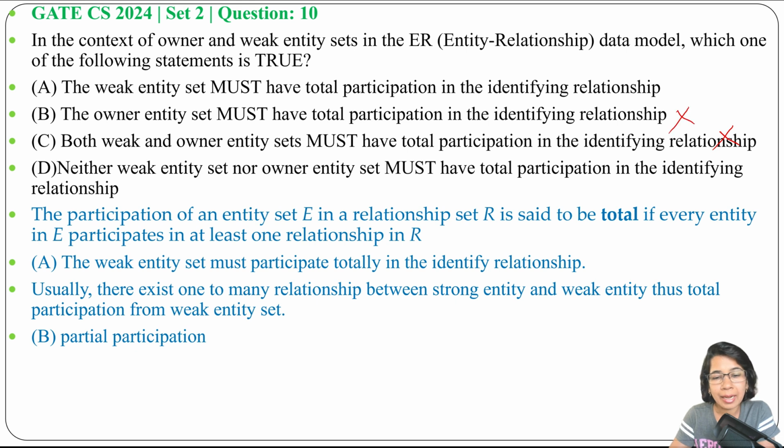Next, option D, neither weak entity set nor owner entity set must have total participation in the identifying relationship. No, the weak entity set has the total participation in the identifying relationship. As it is written neither, that's why it is false. So the answer will be option A. The weak entity set must have total participation in the identifying relationship.